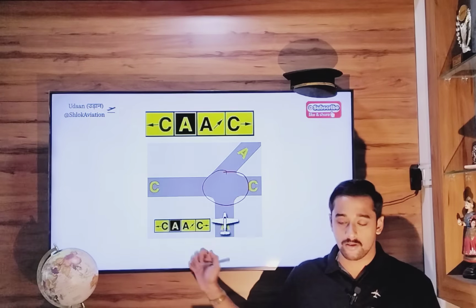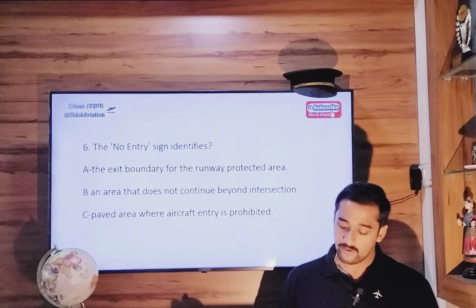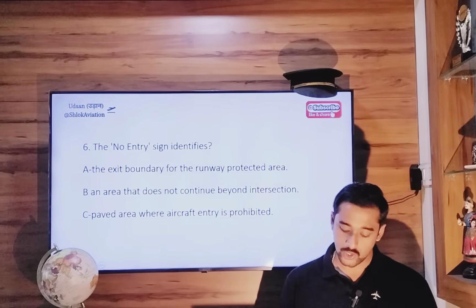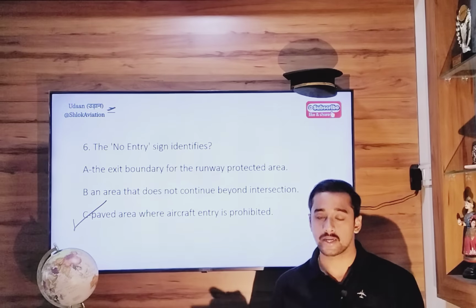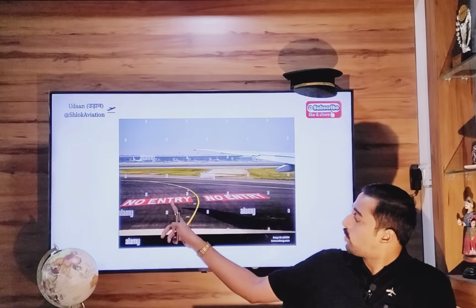Okay, remember. The no entry sign indicates what? An area that doesn't continue beyond intersection, a paved area where aircraft entry is prohibited, exit boundary for runway. So the correct answer is no entry sign means no entry. Entry is prohibited. Okay, so it is shown like this. No entry.